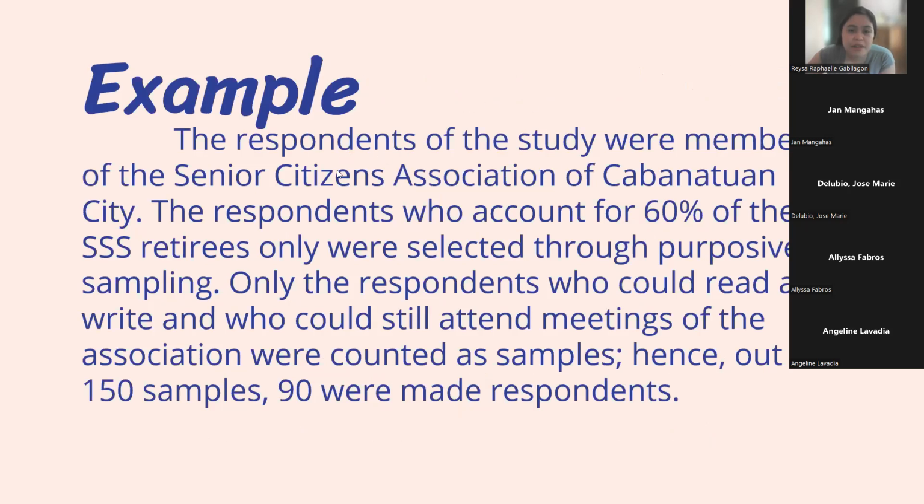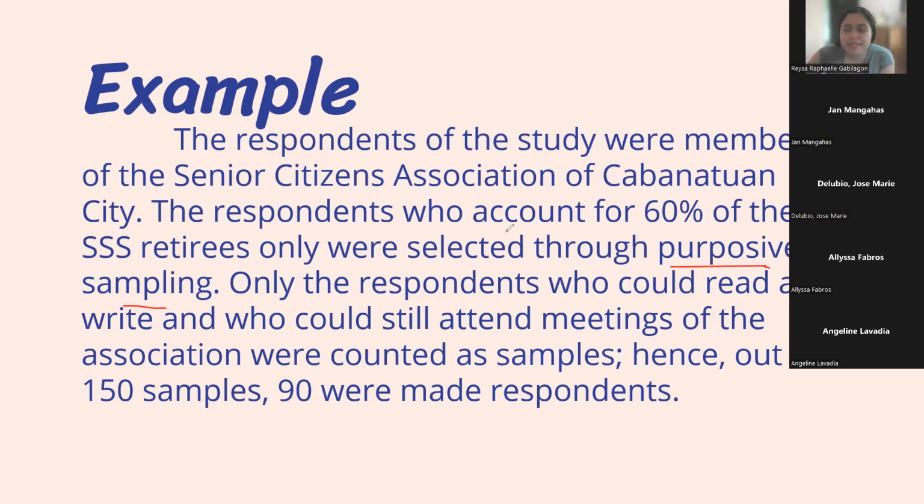Okay, so for example, your population is senior citizens. This time it is the Senior Citizens Association of Cabanatuan City, members of this association. So they have provided this under the sampling technique. They identified that these are their respondents, the members of the Senior Citizens Association of Cabanatuan, and then 60% of that are SSS retirees, and this part, this purposive sampling, I will discuss later or next meeting because this is what we call the sampling technique.